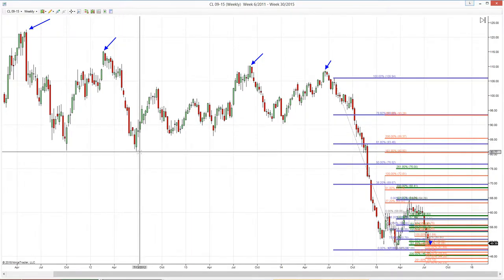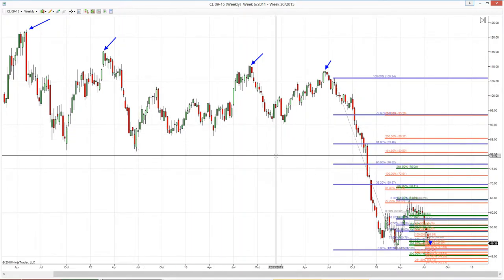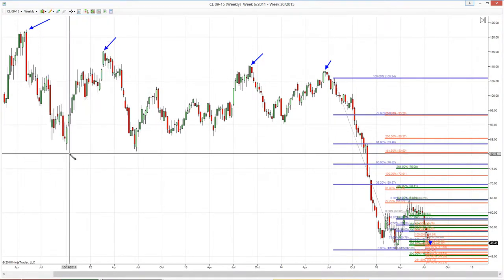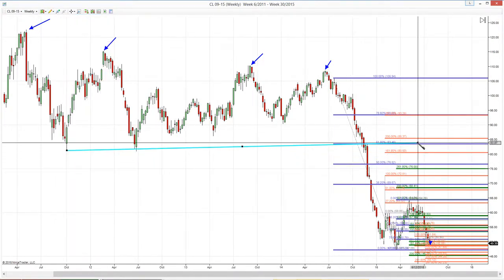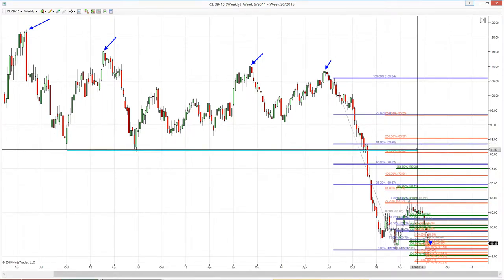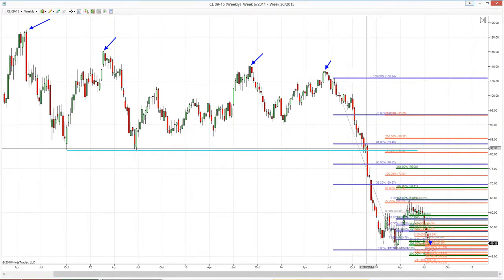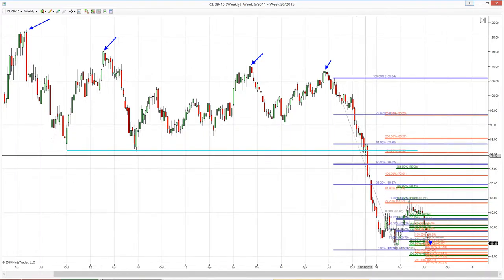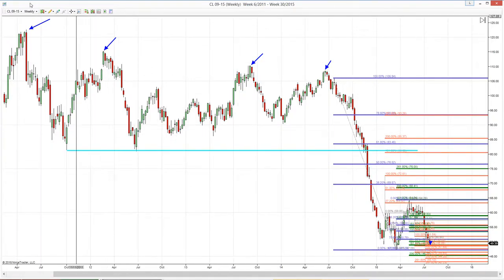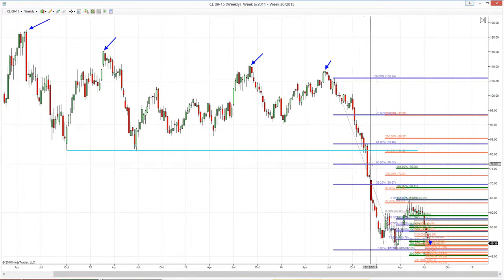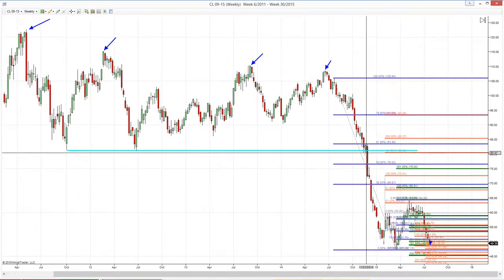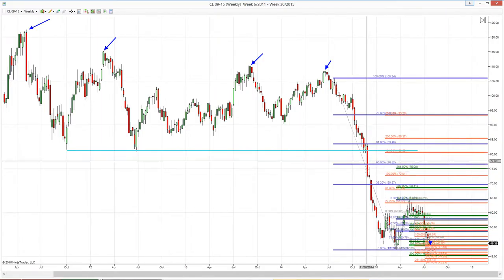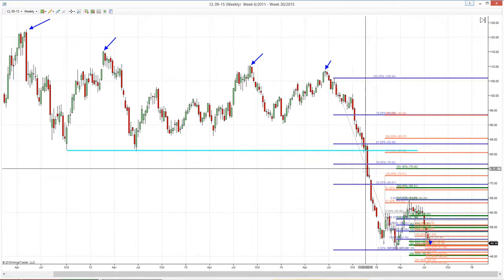Low, double bottom, and if you draw the line here and below that, like these two, and again, it's a weekly chart. On a weekly chart, a drop below these two lines constitutes we're going much lower, much lower.